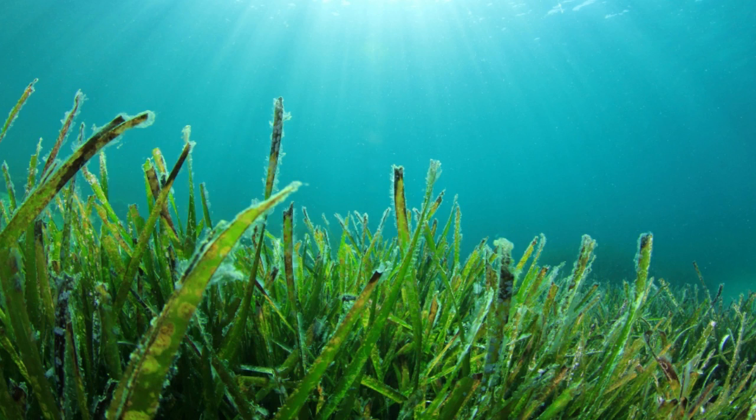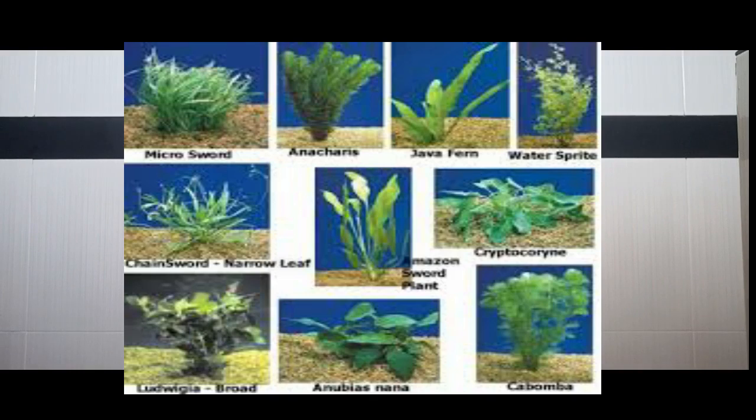And the last one is totally submerged. That means these plants grow completely underwater. For example, hydrilla. So if you want to see these kinds of plants, you have to go inside the water or dive into the water and see these kinds of aquatic plants.